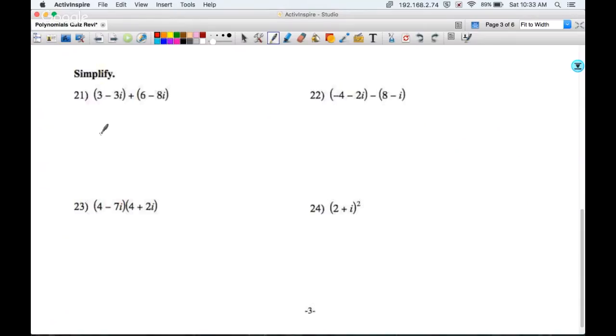Simplify. We got some operations with imaginary numbers here. When we're adding, it's just like combining like terms. Subtracting, don't forget to distribute that negative so you avoid making mistakes there.